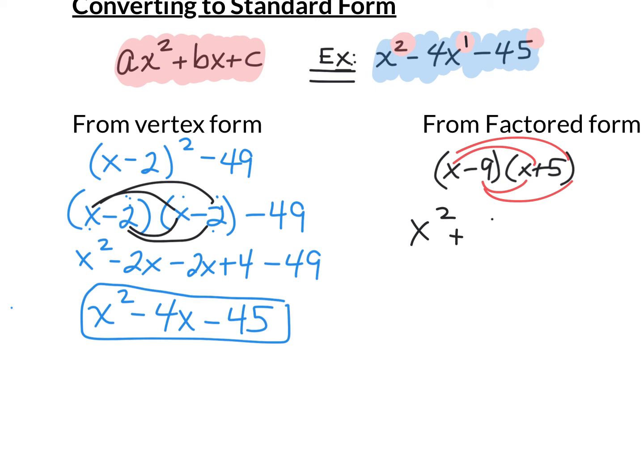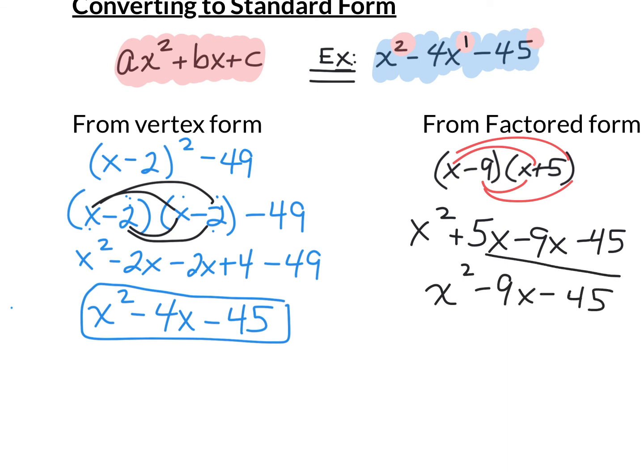X times 5 is 5x. Negative 9 times x is negative 9x. And then negative 9 times 5 is negative 45. We can see we're getting close here. I can finish this up by combining my like terms.